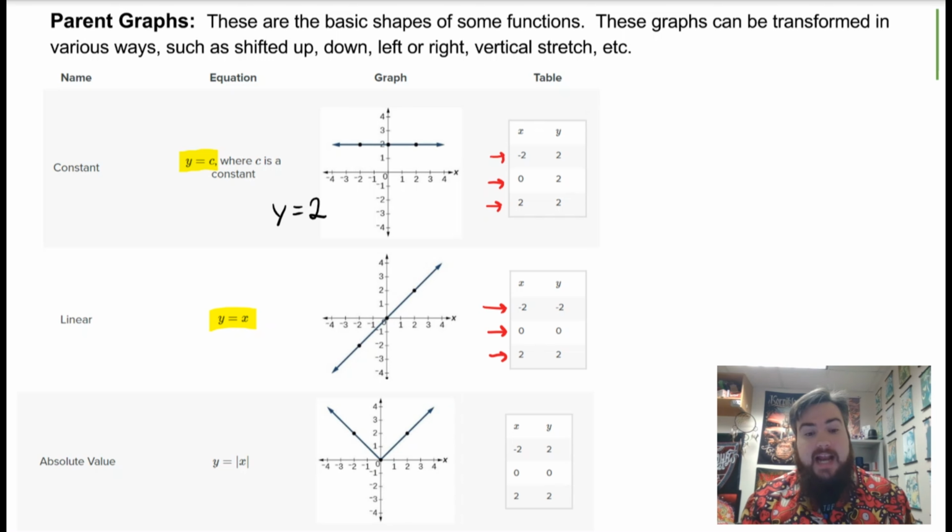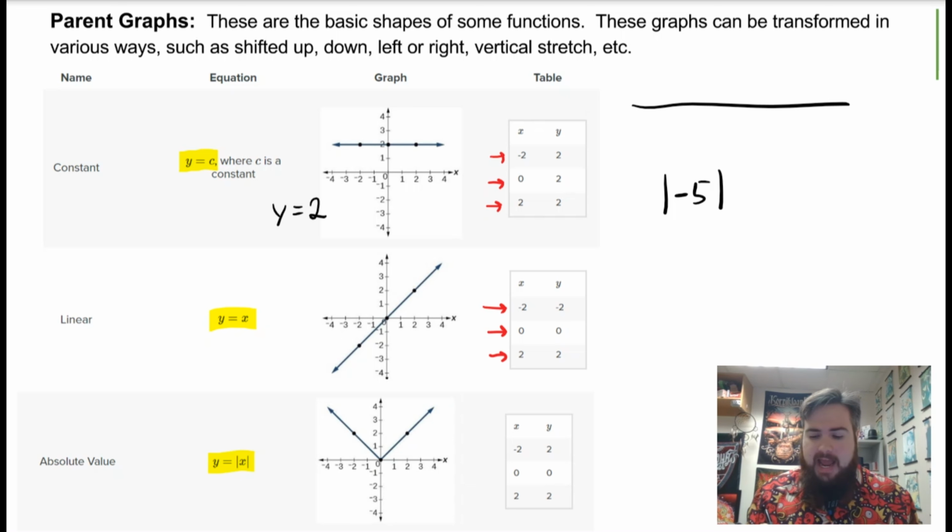The next one here is an absolute value function. This is represented as y equals the absolute value of x, and the absolute value is represented by two vertical lines. An absolute value essentially finds the absolute distance that number is from 0 on the number line. So for example, if you take the absolute value of negative 5 on a number line, negative 5 is 1, 2, 3, 4, 5 units away from 0, so the absolute distance is 5.